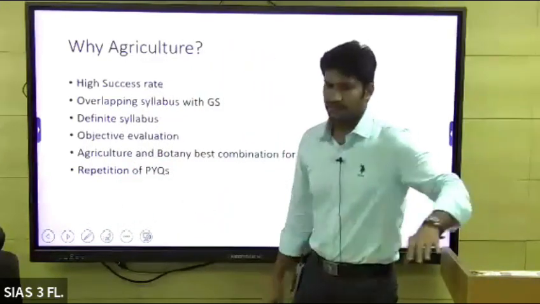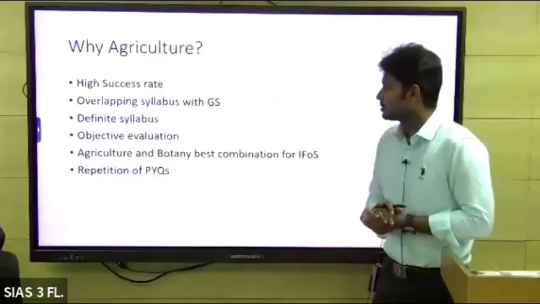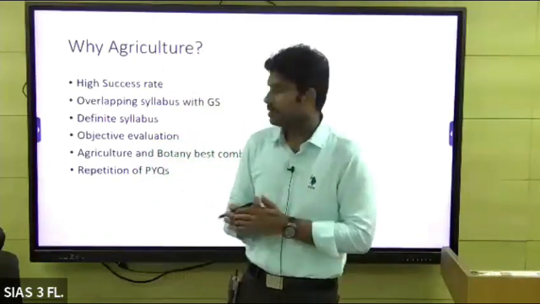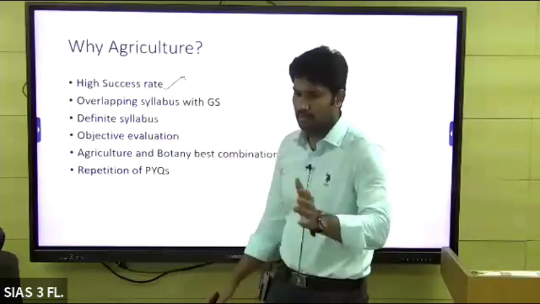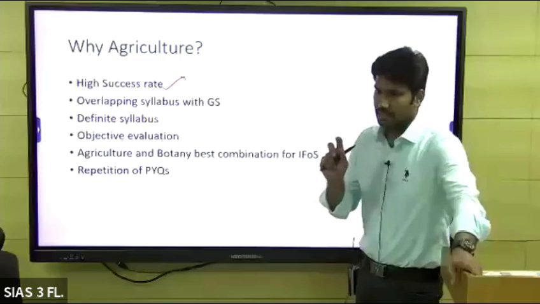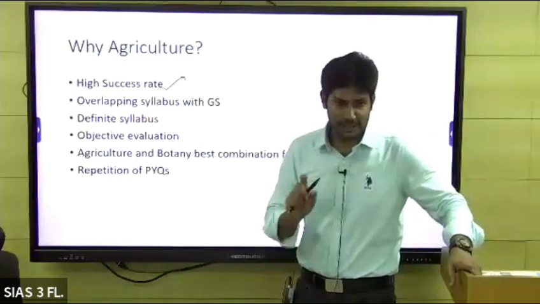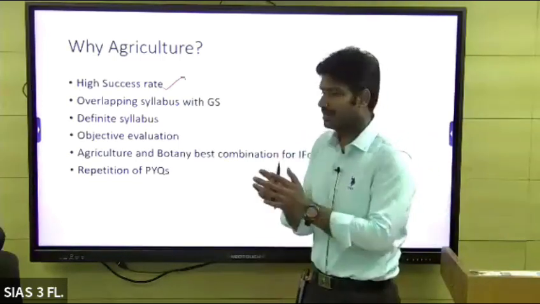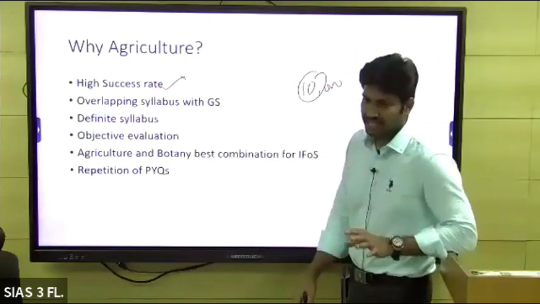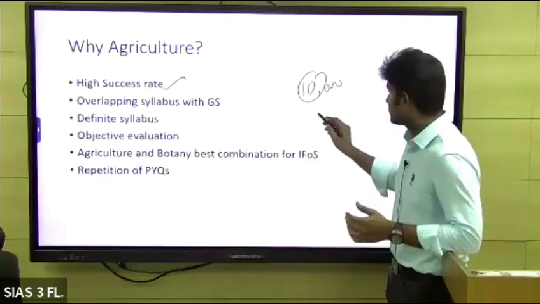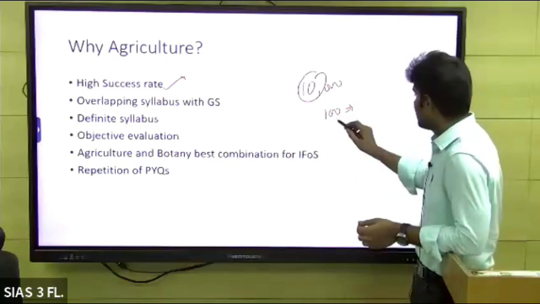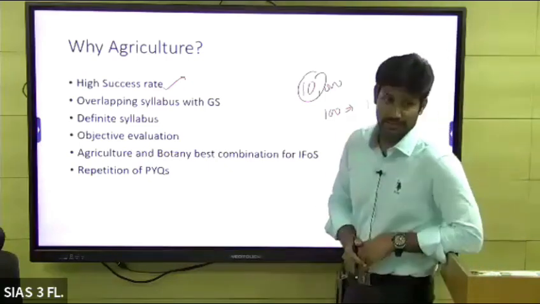I will tell you the advantages of this optional, agriculture optional. Recently agriculture is getting popular, one of the popular optionals in UPSC. The success rate is also very high compared to other optionals, nearly 10%. You have to see the proportion, not the actual numbers. Every year approximately 10,000 candidates appear for the mains. Out of this, only 100 students appear with the agriculture optional. Out of this 100, recently, last year, the result was very good.